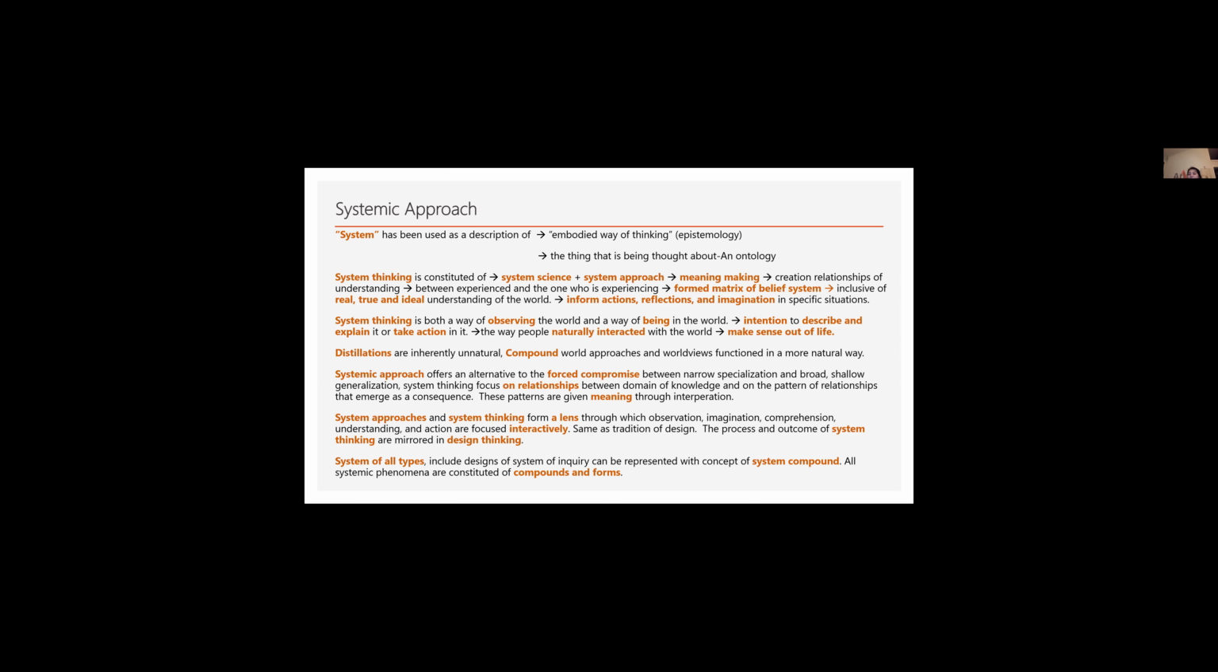So that's actually, we learn so much about consciousness. Consciousness is not our psychology. It's not about your experience. It's also about you. Two persons may experience exactly the same thing, but they have totally different experiences because you have different belief systems. So inclusive, real, true, and ideal understanding of the world informs action, reflection, imagination in specific situations.